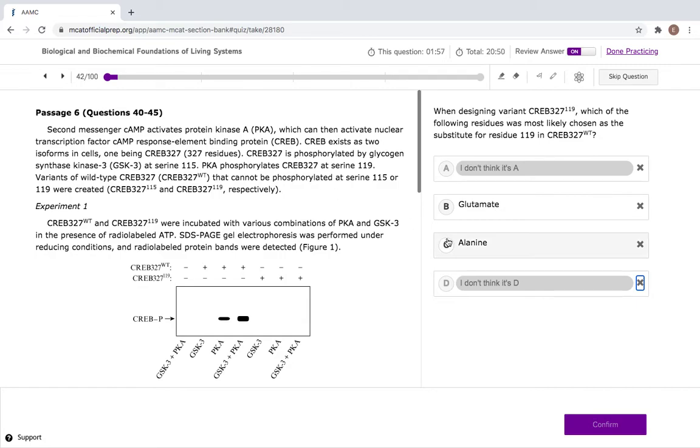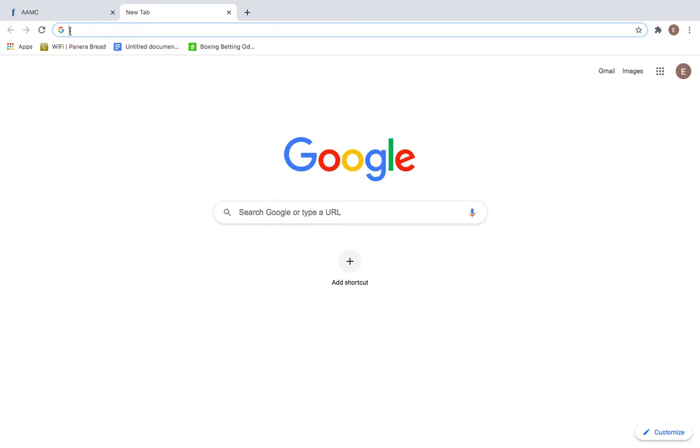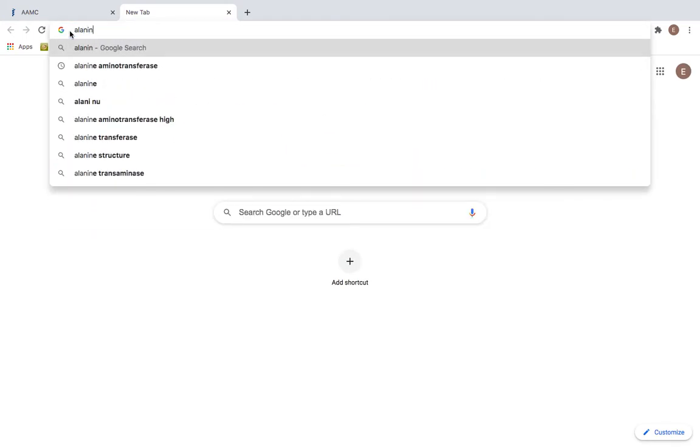Interesting. Well, I remember the side chains of glutamate and alanine. To be honest, alanine is boring. Alanine does not have a side chain like glutamate does. Alanine is just branched with methyl groups, whatever. And glutamate is not. Here, look. I'm pretty sure it's alanine because I'd rather substitute alanine in than glutamate. So I'm going to search up alanine just to double check with you guys.